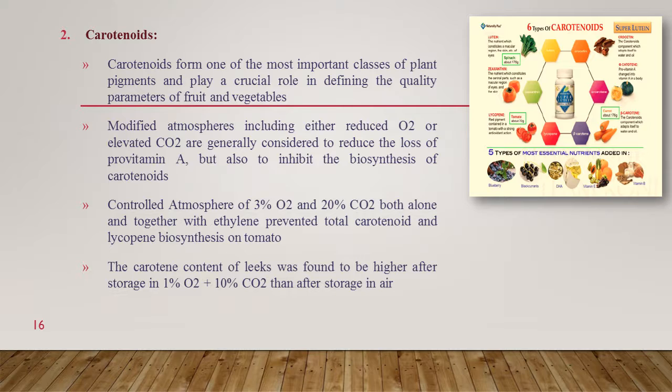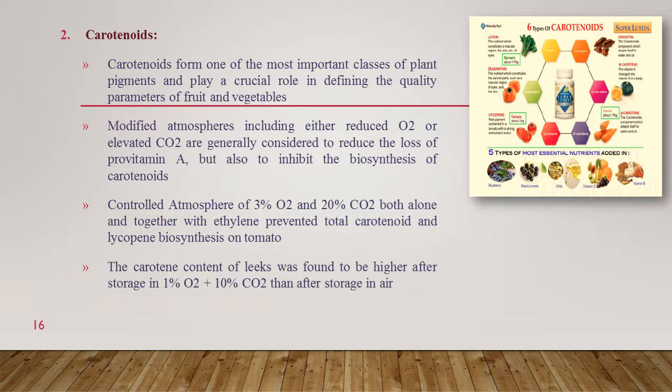Modified atmospheres, including either reduced oxygen or elevated carbon dioxide, are generally considered to reduce the loss of provitamin A, but also to inhibit the biosynthesis of carotenoids. A controlled atmosphere of 3% oxygen and 20% carbon dioxide, both alone and together with ethylene, prevented total carotenoid and lycopene biosynthesis in tomato. The carotene content of leeks was found to be higher after storage in 1% oxygen plus 10% carbon dioxide than after storage in air.